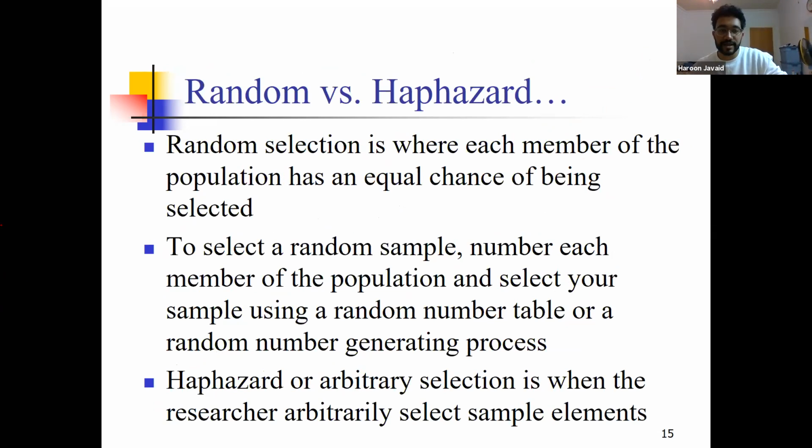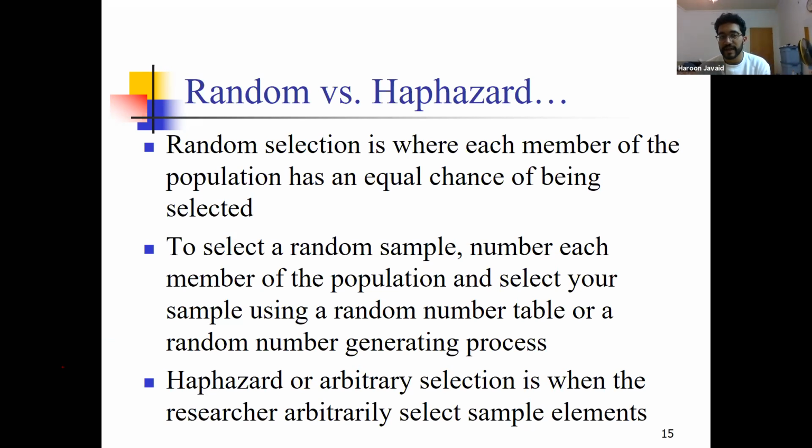So, what is random selection? This is another definition. Random selection is where each member of the population has an equal chance of being selected. For example, I have a class of students and I want to select them, okay? To select a random sample, number each member of your population and then select your sample using a random number table or a random number generating process. The opposite of this is haphazardly or arbitrarily selecting the samples on your own.